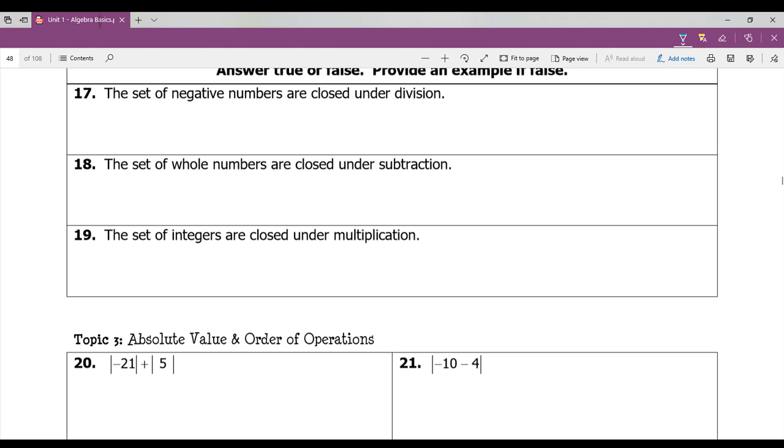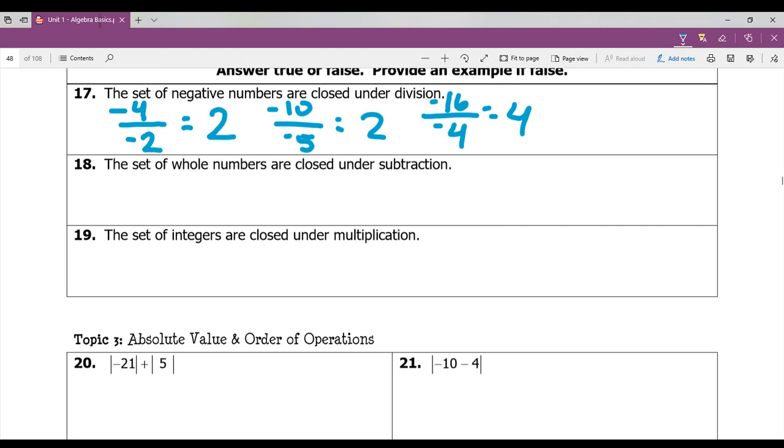So can I take any two negative numbers and divide them and still be negative? Well, let's see. Negative 4 divide negative 2. I get 2. Okay, what about negative 10 divided negative 5? I get 2 again. That was just a fluke. I did 2 twice. Let's do negative 16 divided negative 4. I get positive 4. Are we closed? No. You divide a negative by negative, you get positive.